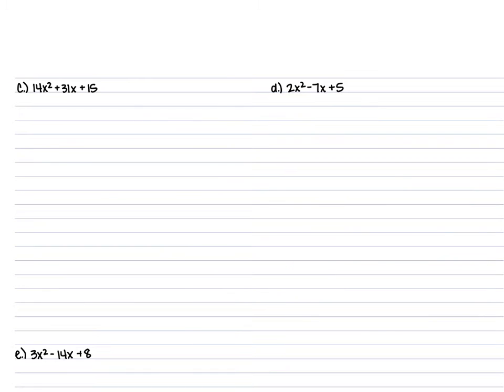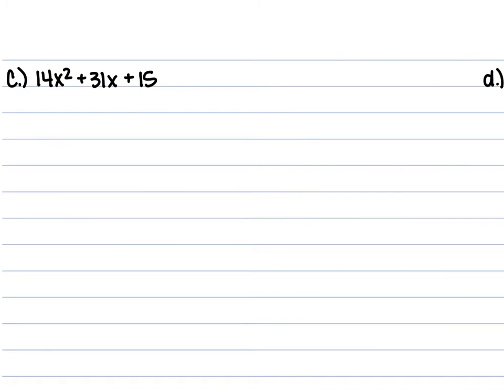With example C, we're given 14x squared plus 31x plus 15. You do not have any common factors here between these 3 terms. So we'll start this one by multiplying the 14 and the 15. The 14 times the 15 gives us 210.